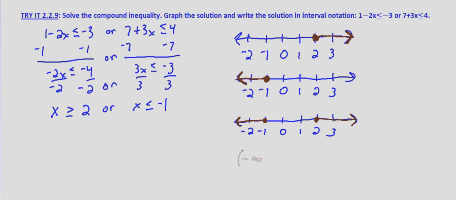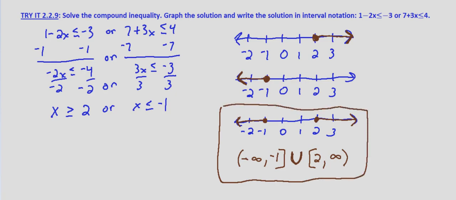and then in interval notation, we're going from negative infinity to negative 1, and it includes the negative 1, so we'll put a square bracket there, and that's in union with, combined with, 2, again square bracket because it's inclusive, infinity. So we should be able to put in any value for x from negative infinity to negative 1, including negative 1, or from 2 to infinity, including 2, and it will satisfy either inequality. So here's our number line graphed for the compound inequality and our interval notation.